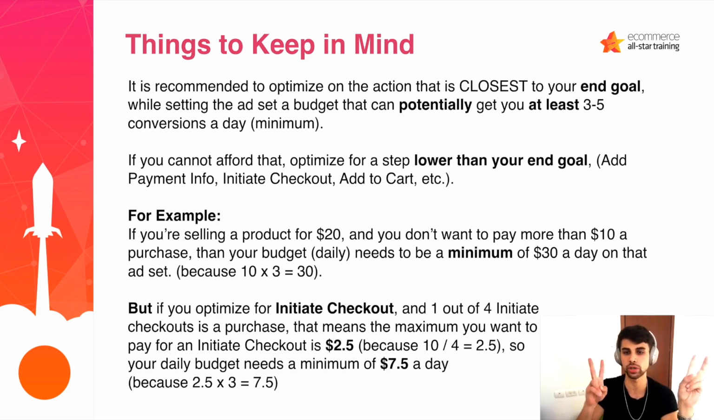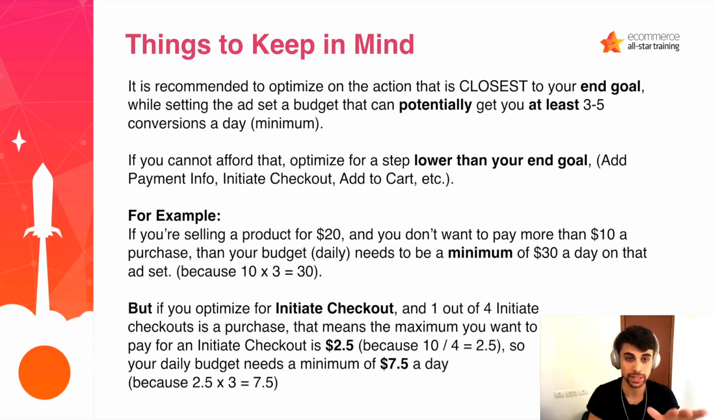So that essentially means that if $10 a purchase is the maximum we're willing to pay, then the maximum we're willing to pay for an add payment info is going to be $5. So $5 times 3 is 15. Again, I hope you guys didn't get too confused about this. I hope this was pretty clear.